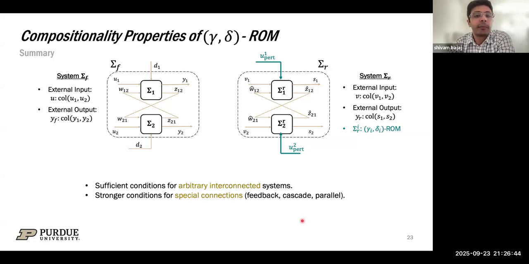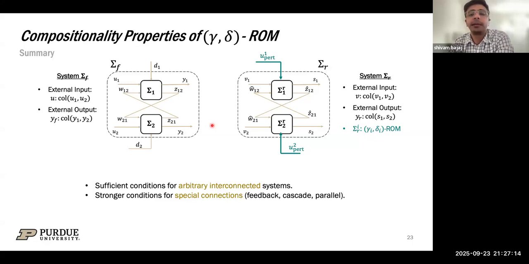So as a summary, the compositionality property that we have in our paper is that we reduce an interconnected high order system in a modular manner using our framework, which means that we design these reduced order models using the gamma delta reduced order model framework, corresponding to sigma 1, sigma 2, and so on. And if I connect them in the same interconnected structure, what we are able to show is error bounds for arbitrary interconnected structures.